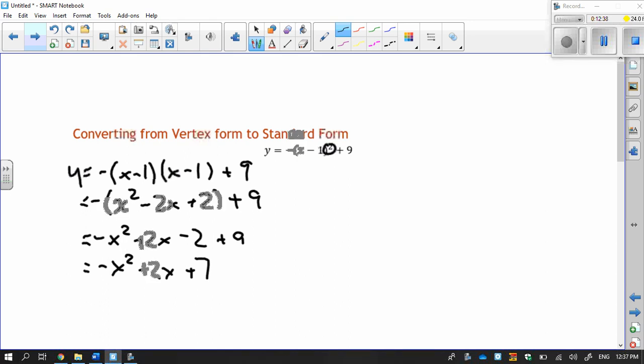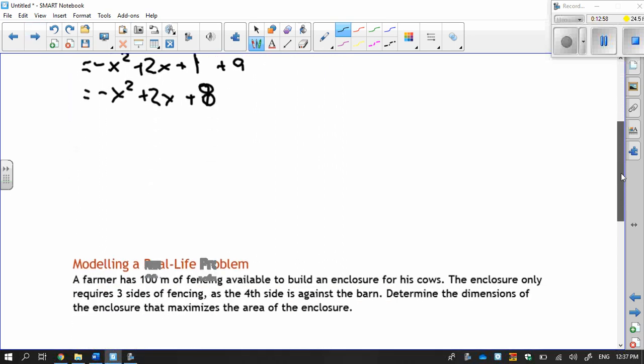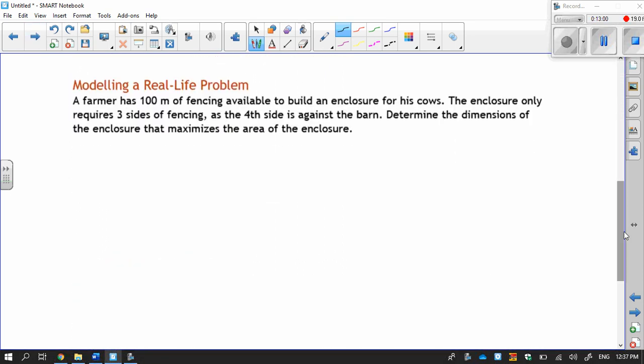Good. Okay, and then we're going to model a real life problem here really quickly. A farmer has 100 meters of fencing available to build an enclosure for his cows. The enclosure only requires 3-sided fencing, as the 4th side is against the barn. Determine the dimensions of the enclosure that maximizes the area of the enclosure. So we need to find these 3 lengths.